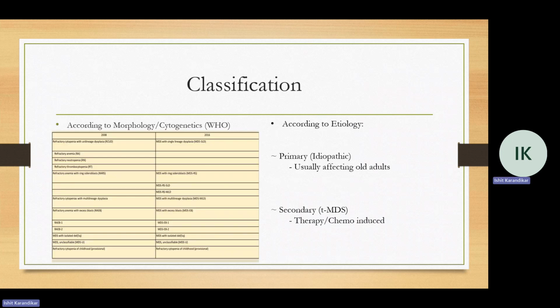So this is the basic classification. Okay, before that, I'll just go through the epidemiology. Usually affects older people, men more often than women. And so firstly, classification based on etiology could be primary or secondary. Primary idiopathic is usually the one that affects super old adults, maybe over 60 years of age.